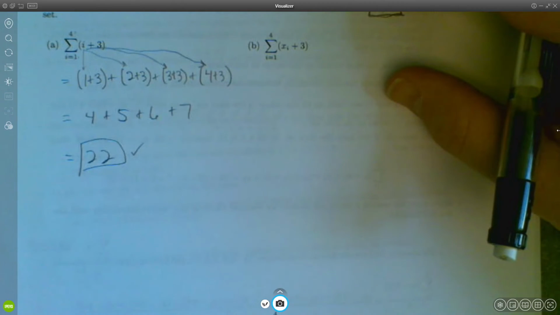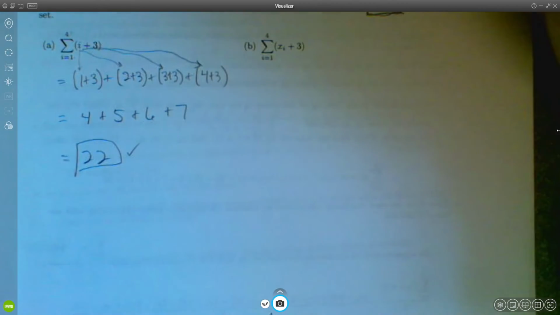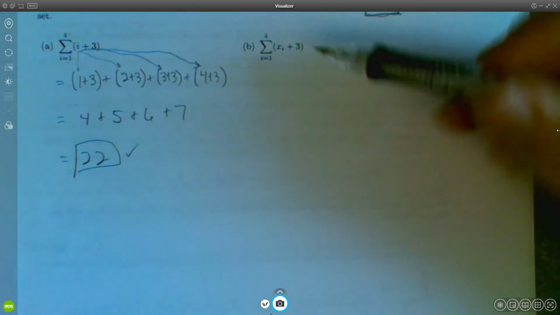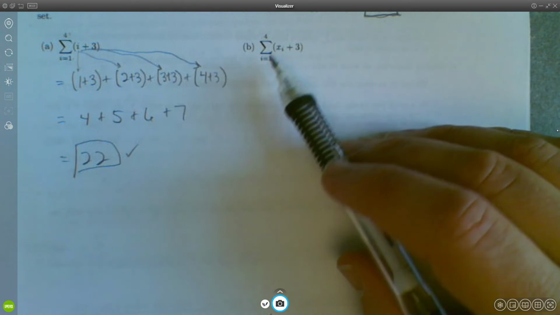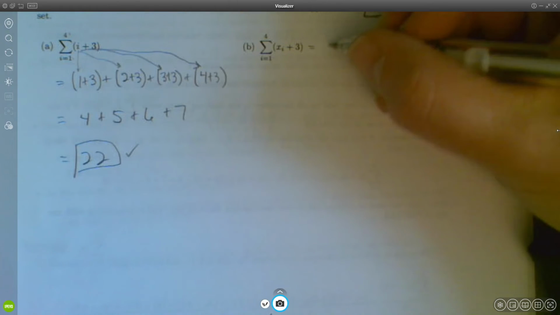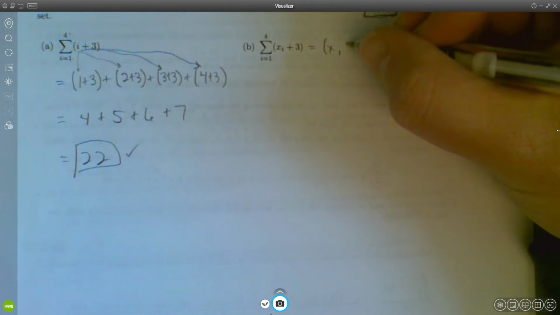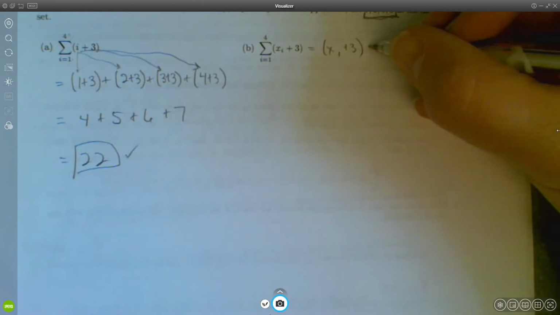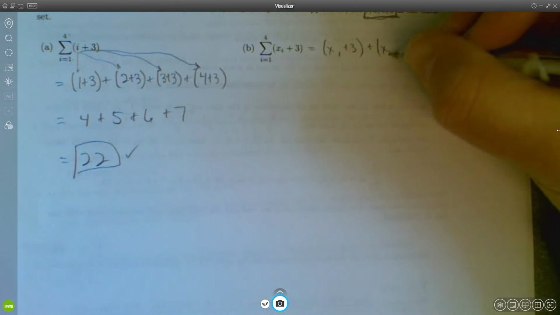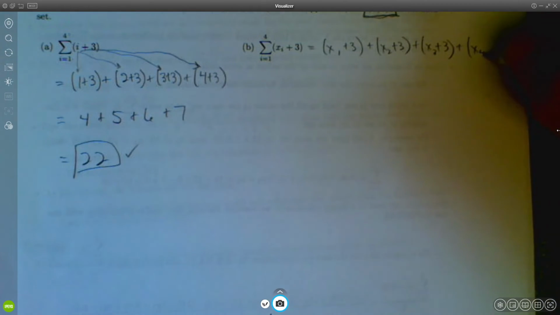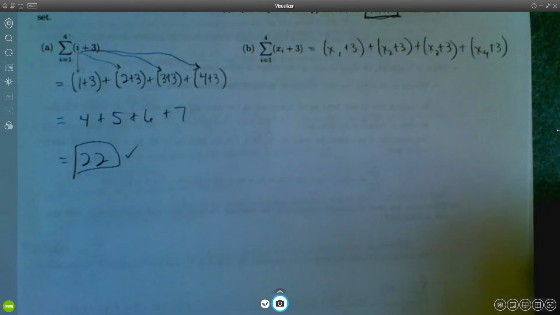Now, let's contrast that with part B. On part A, we just had i plus 3. On part B, we have x sub i plus 3. So when I take turns replacing the i with 1, and then 2, and then 3, and then 4, it's going to look like this. x1 plus 3. Not just 1 plus 3, but x sub 1 plus 3. Okay, plus x2 plus 3, plus x3 plus 3, plus x4 plus 3.